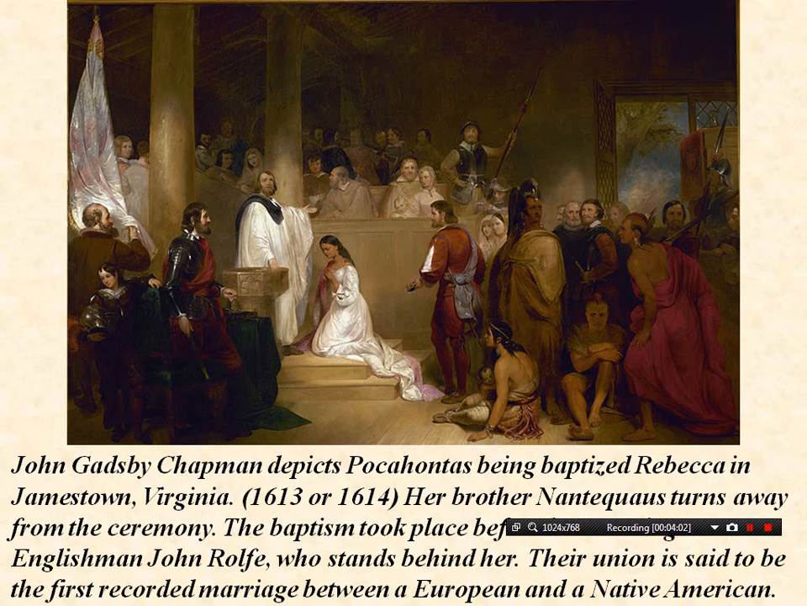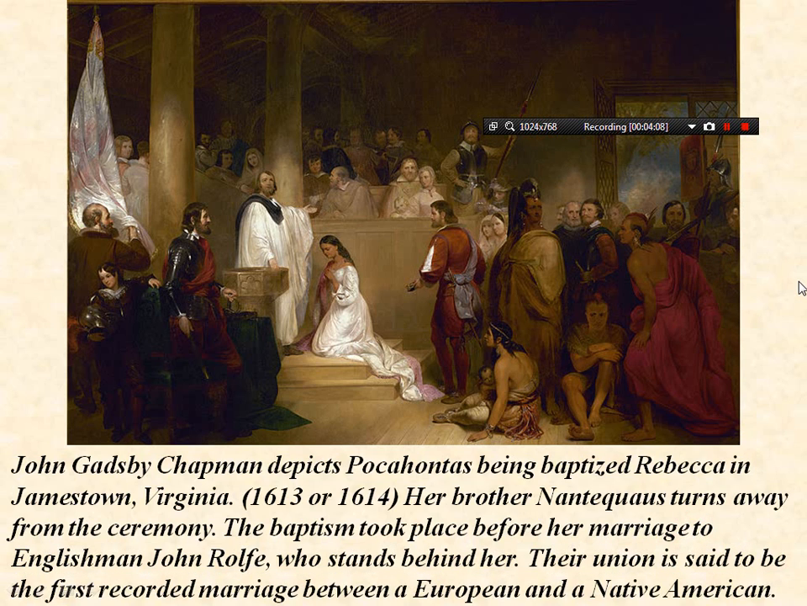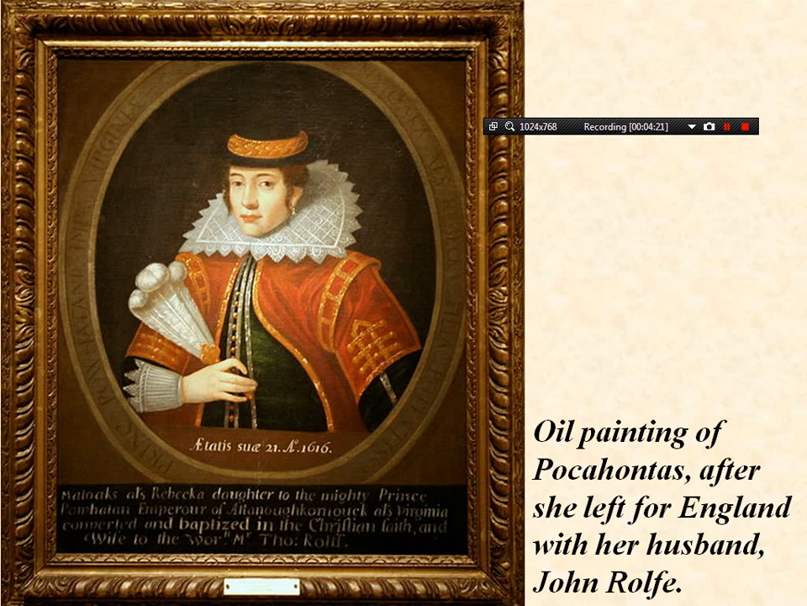Here is Pocahontas being baptized in Jamestown. And their union is said to be the first recorded marriage between a European and a Native American. There is a cartoon called Pocahontas 2 where Pocahontas comes to Europe, and that is a little more historically accurate. Here's Pocahontas.